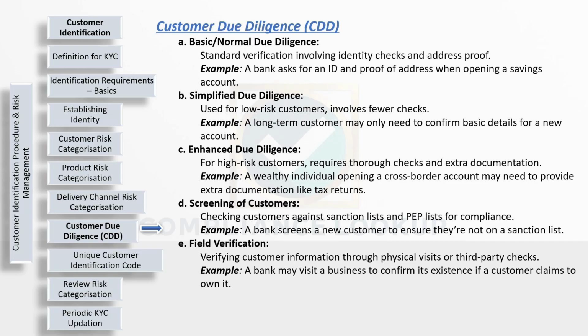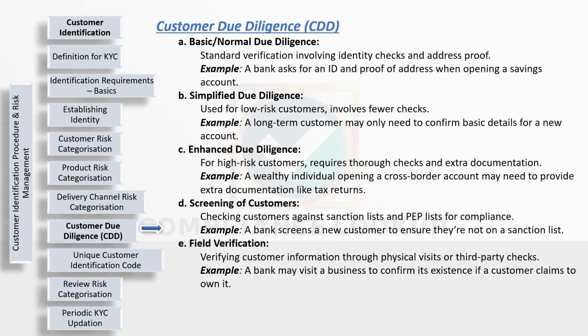E. Field verification. This is the process of verifying customer information through physical visits or direct communication with third parties to confirm the details provided. Example: if a customer claims to own a business, the bank may visit the business location or contact the local chamber of commerce to verify the existence of the business.